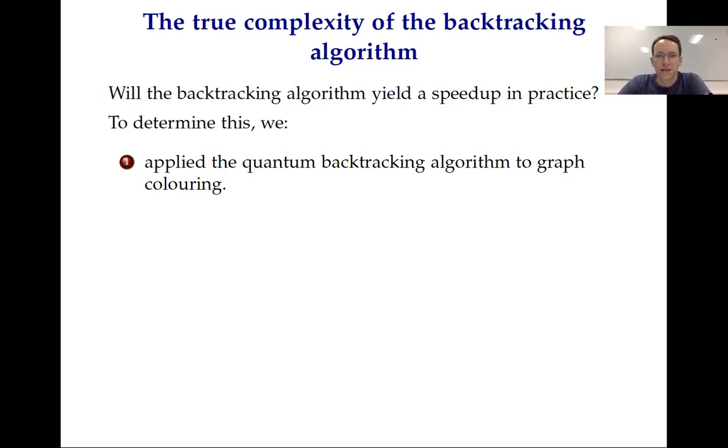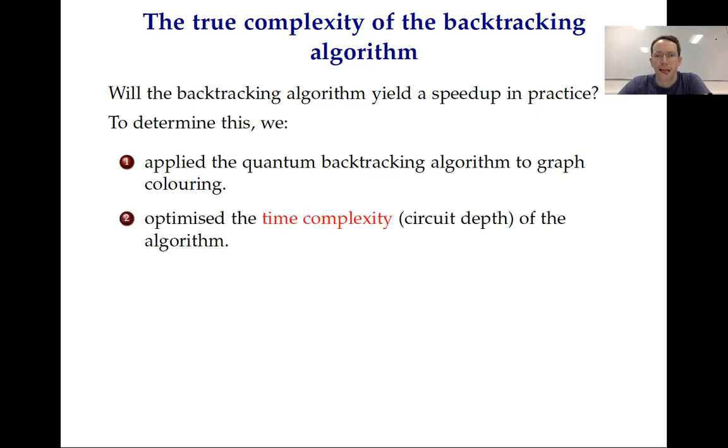And we did do this for the backtracking algorithm. We looked at this problem of graph coloring that I previously mentioned, and we tried to work out its complexity in great detail. To start with, we worked out the precise quantum circuit complexity of the algorithm, so the number of time steps that the algorithm needs. And we found some circuit optimizations to try and get this down as far as we possibly could.